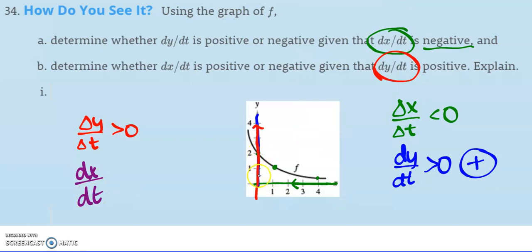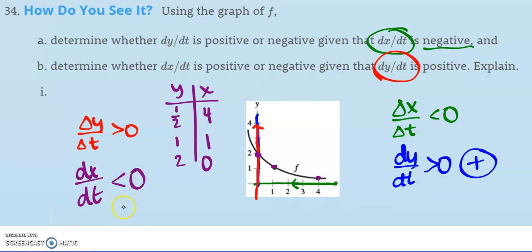Well, as y goes up, so here y was 1/2, y was 1, y was 2. What were my x values? My x values were 4, and then 1, and then 0. So my x's were getting smaller. One might say they were decreasing. So dx dt was also less than 0 or negative.